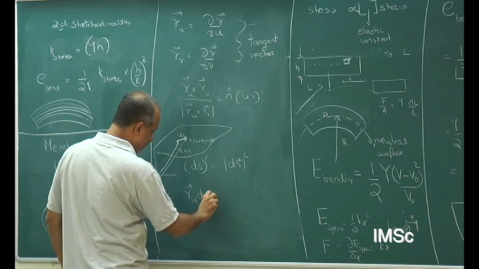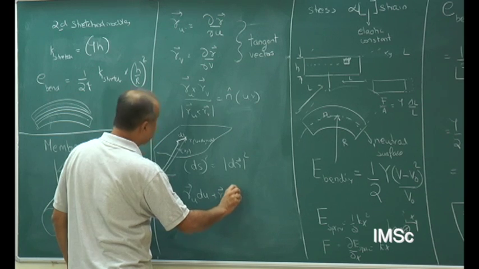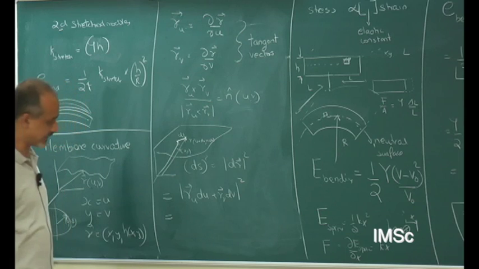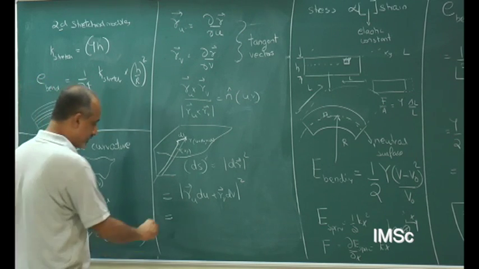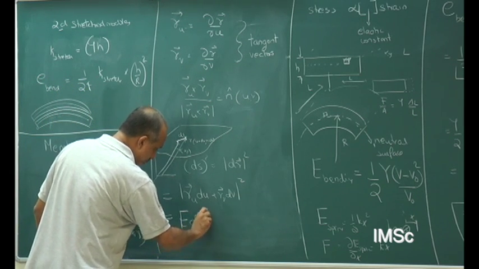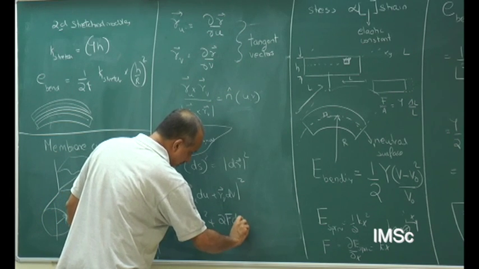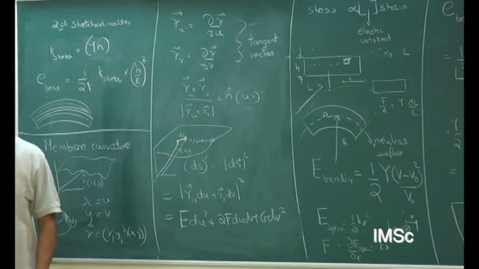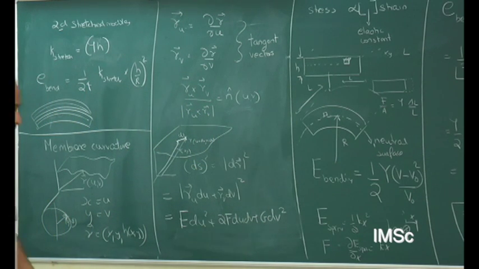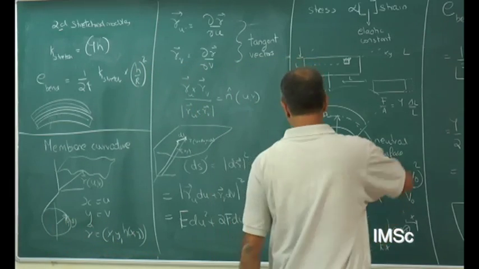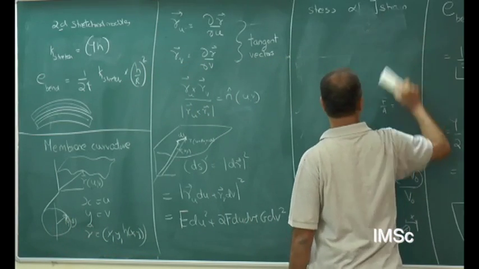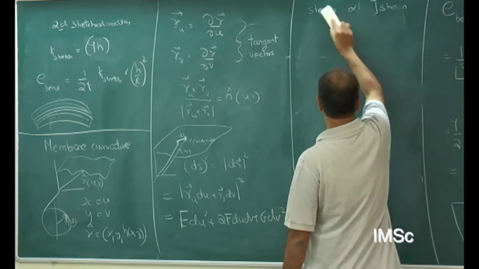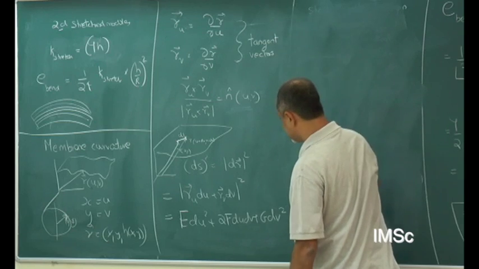Ru du plus Rv dv mod squared, which was something that looked like E times du squared plus twice f times du dv plus g times dv squared. This is very important because it tells you how to understand distances within the surface, which you parameterize by internal coordinates u and v, in terms of actual physical distances between points.